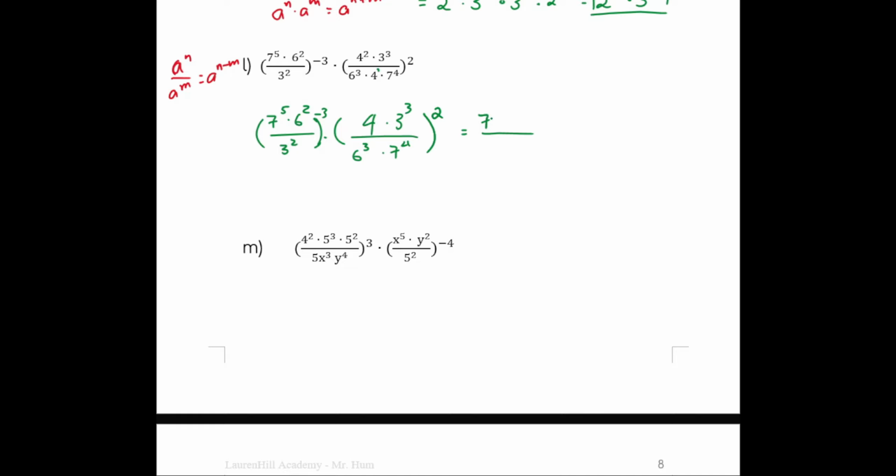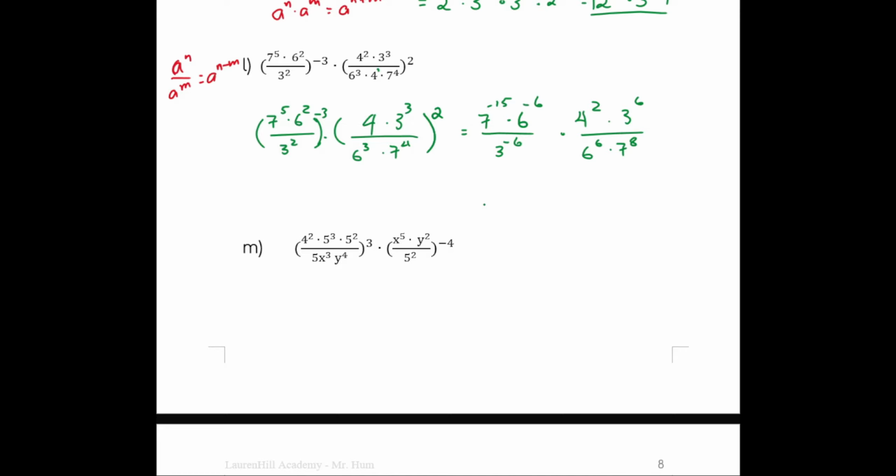7 to the minus 15 times 6 to the minus 6 over 3 to the minus 6 times 4 to the 2 times 3 to the 6 over 6 to the 6 times 7 to the 8, right? I just multiplied all of the exponents to 2, and for this one I multiplied all the exponents to minus 3 because I just distributed those exponents, okay?